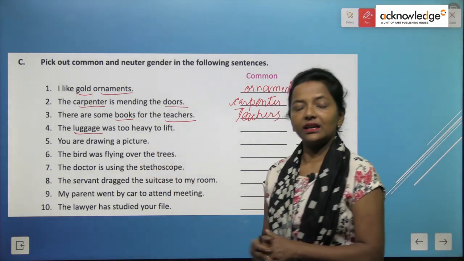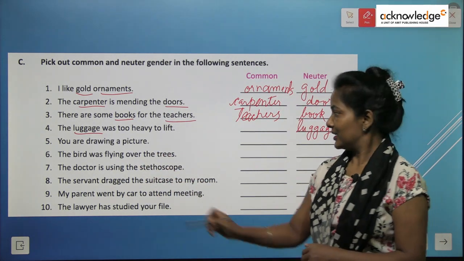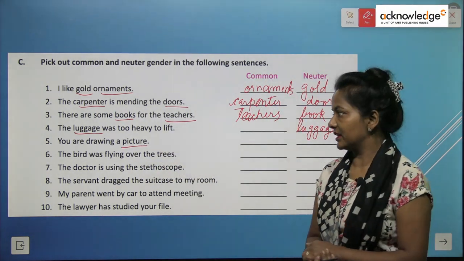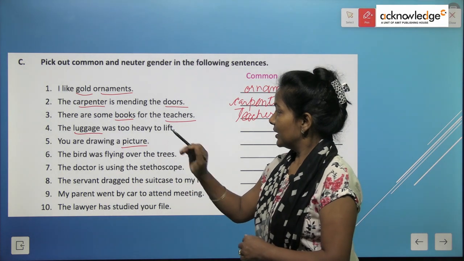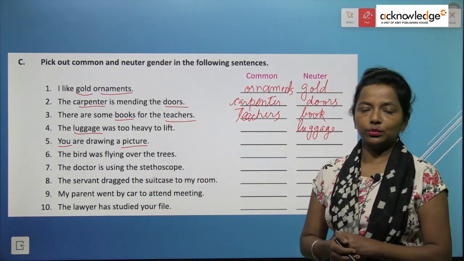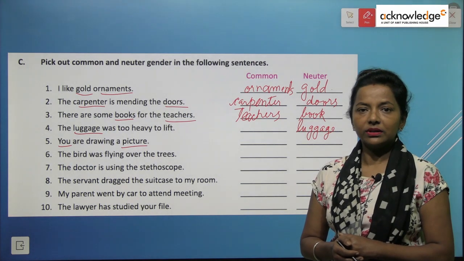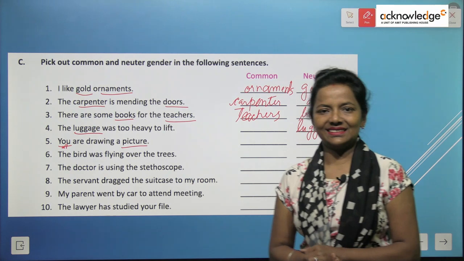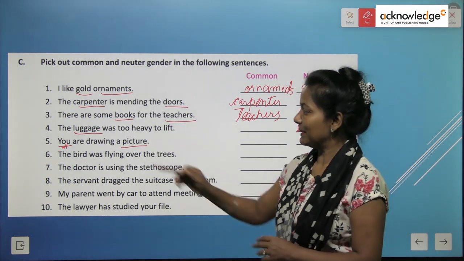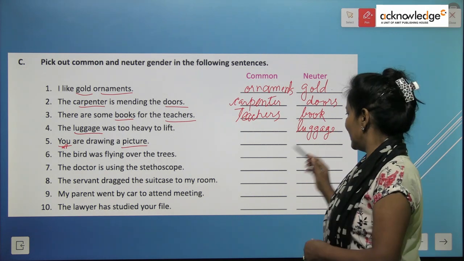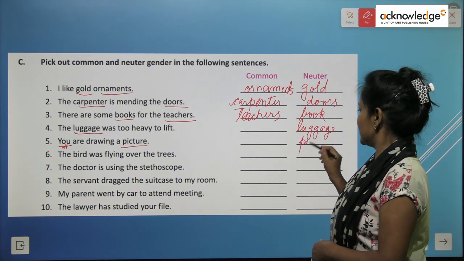You are drawing a picture. So here noun is picture. Again only one noun is here. And you. Yes, you. You is a noun? No. It's a pronoun. So you is not there. Only picture is there. So picture is a non-living thing again. So picture is a neuter gender here.